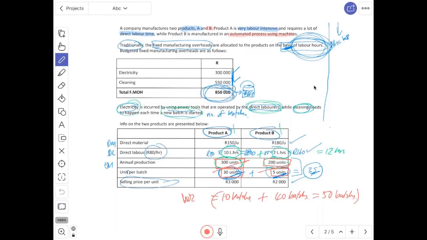Let's say when we calculate the predetermined overhead allocation rate, we are going to divide budgeted costs by what? So budgeted costs divided by what will give us the predetermined overhead allocation rate? Let's say the allocation base is units. What units do we use?